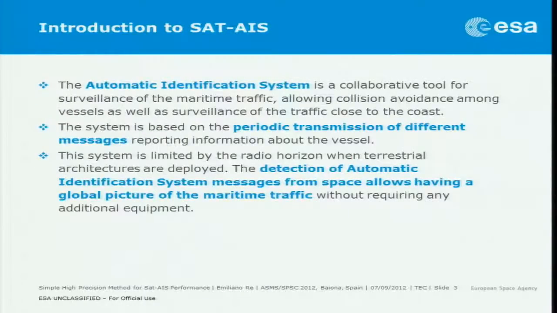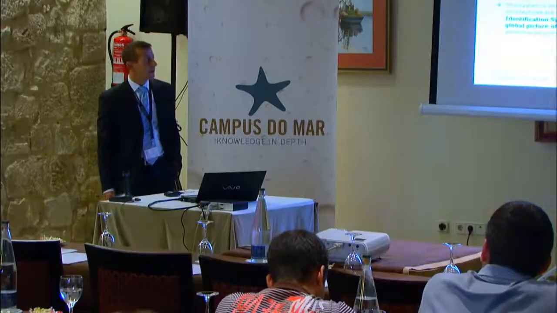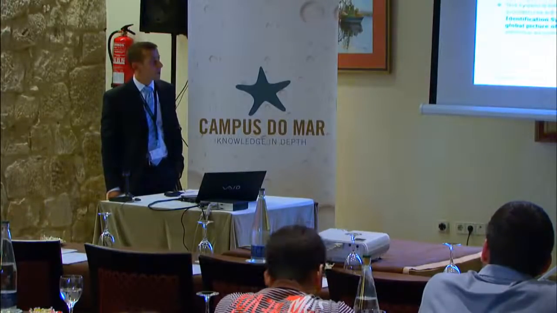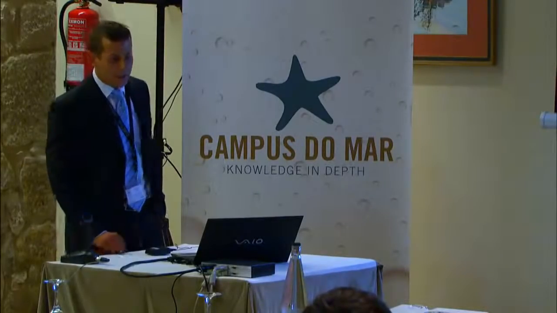As we know, AIS is a system for surveillance and collision avoidance for maritime traffic. It is based on the transmission of AIS messages containing some information about the vessel itself, depending on the type of message. This terrestrial tool is limited in range by the radio horizon. So the satellite community had the idea several years ago to try to detect messages from space so that you could have a kind of global picture of the maritime traffic.